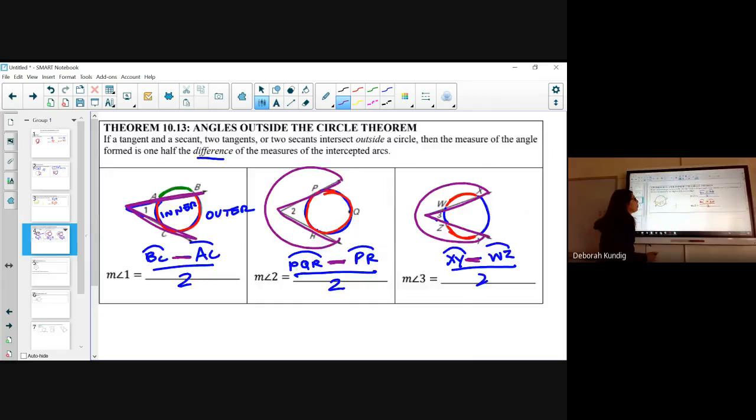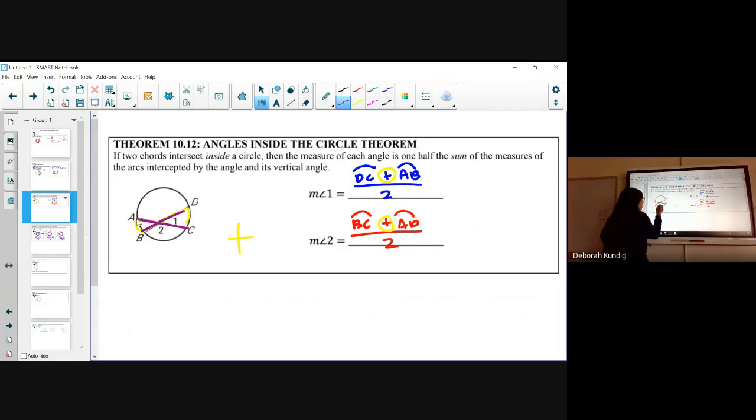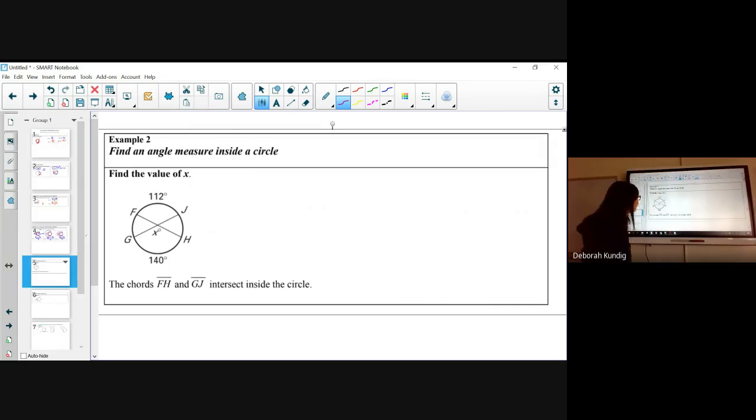The other one was two chords intersecting, and I kind of think of that as, if they're inside, they're making a cross, kind of like the addition sign, even though it doesn't look like it too much. Find the measure. In this one, I have two chords right here. They're inside, so to me, that thinks of that plus sign. They cross like a plus sign.